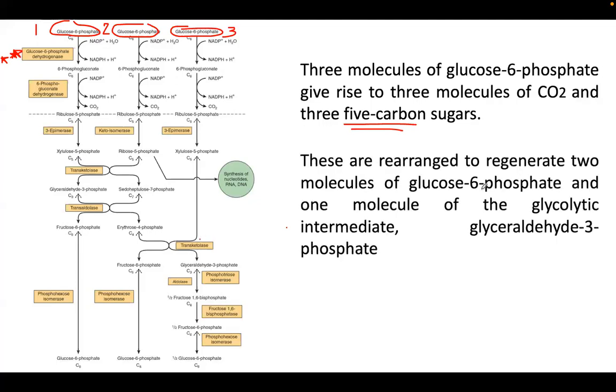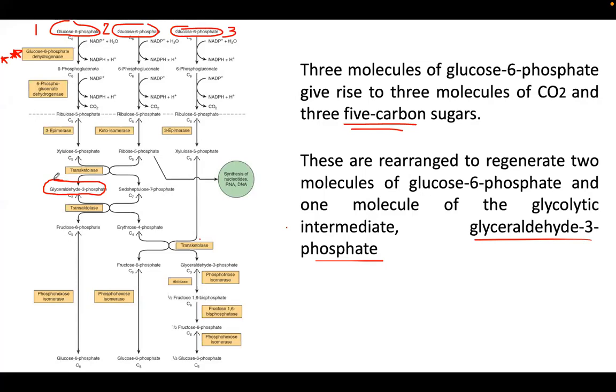Okay. Now, these 3 5-carbon sugars or pentoses will now rearrange. And basically, fast forward, there is going to be an intermediate that is going to be formed. This intermediate is going to be glyceraldehyde 3-phosphate. Here is the glyceraldehyde 3-phosphate that is going to be yielded or formed.